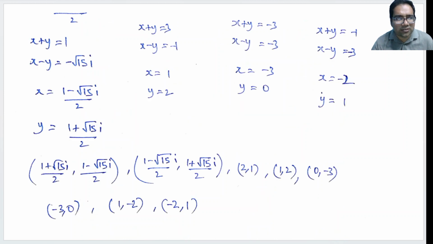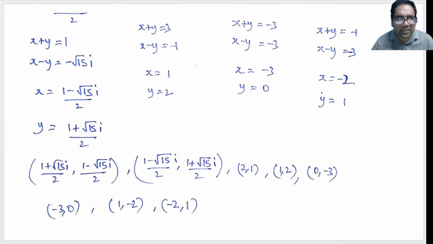There is a second set also, where x plus y is 1 and x minus y is minus root 15 i. That means 2x equals 1 minus root 15 i, x becomes 1 minus root 15 i by 2. So obviously y becomes 1 minus x, which is 1 minus of this, which is 1 plus root 15 i by 2. So here 2x becomes 2, x becomes 1, y becomes 2. Here 2x becomes minus 6, x becomes minus 3, and y becomes 0. Here 2x becomes minus 4, x becomes minus 2, y becomes 1.